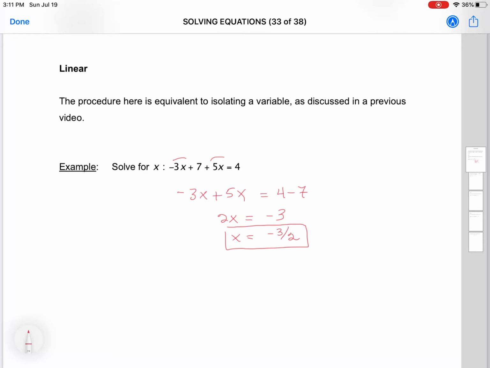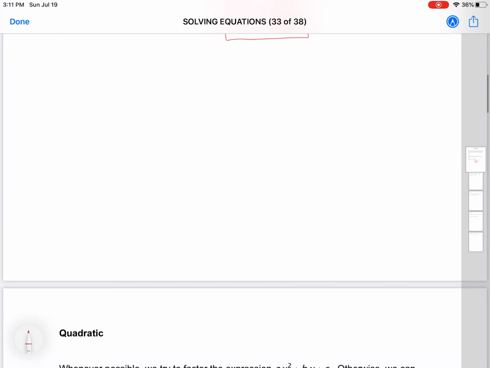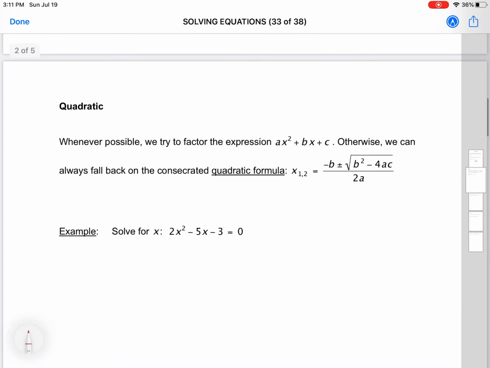Usually if you've done your work right, there's no need to check the answer. It will always work, which is not the case for all types of equations that we will encounter. So we're not going to check this answer. We're going to move on to quadratic equations.